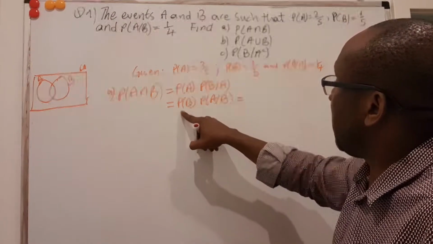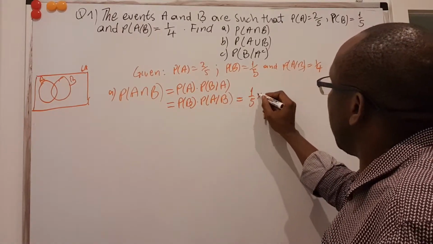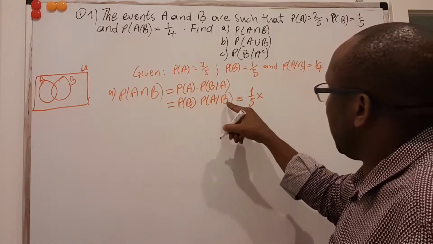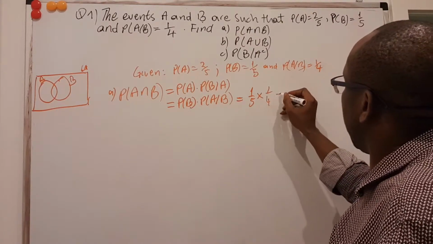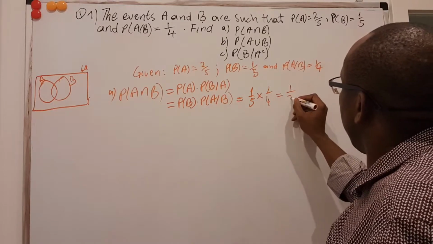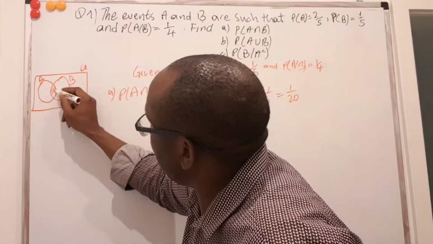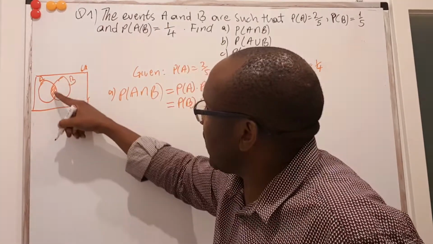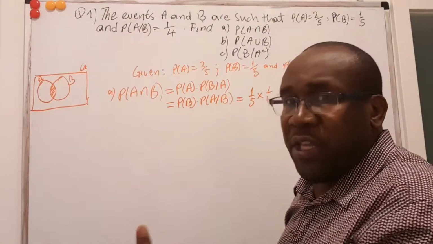So my P of B, which is given as 1 divided by 5, multiplied by P of A given B, which is 1/4, is equal to 1 on 20. 1 times 1 is 1, and 5 times 4 is 20. So the probability that this part occurs is 1 divided by 20, which means A and B occur.